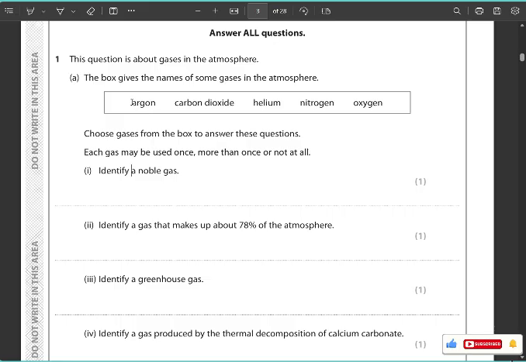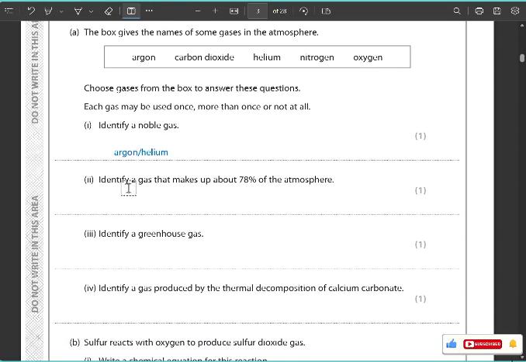Okay, argon is a noble gas, and helium is also a noble gas, but the question says a noble gas, so you can write argon or helium. Next, identify a gas that makes up about 78% of the atmosphere. It is nitrogen. It is written in the Pearson Edexcel IGCSE Chemistry book, and you can read it from there or search for it on the internet.